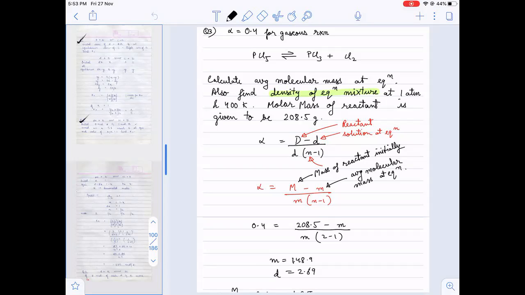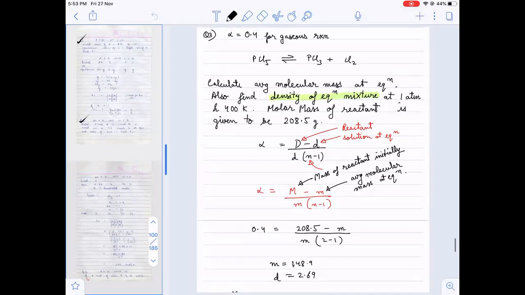Calculate average molecular mass at equilibrium. Data is given. Alpha is equal to 0.4 for gaseous reaction PCl5 gives PCl3 plus Cl2. Calculate average molecular mass at equilibrium. Also find density of equilibrium mixture at 1 atm and 400 Kelvin. Molar mass of reactant is given to be 208.5 grams.